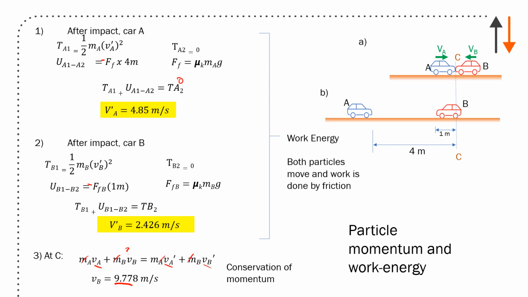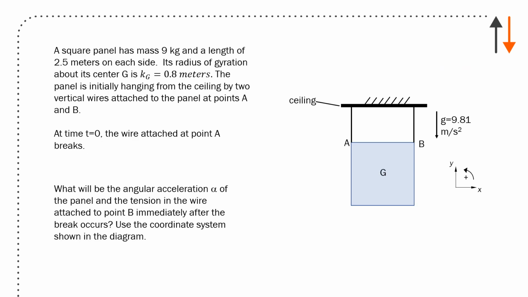momentum and work energy. Here we have a square panel. This is the second question, which has a mass of 9 kilograms and a length of 2.5 meters on each side. So 2.5 meters, 2.5 meters, and 9 kilograms.